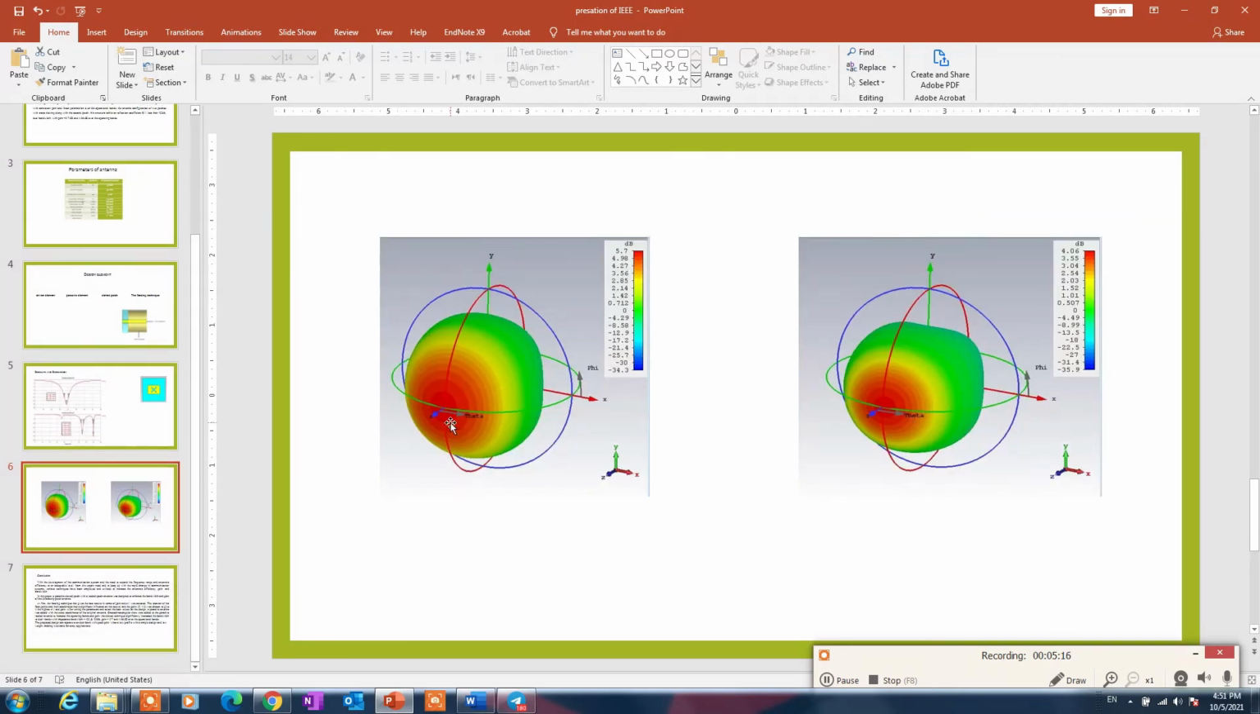Here we can find the radiation pattern for the two bands. This is the first band, the gain is equal to 5.7 dB, and this is for the second band, the gain is equal to 4.06. This is the gain, and it's almost consistent. So this is the proposed design. The objective is to make multiple resonances with good gain and good impedance matching.